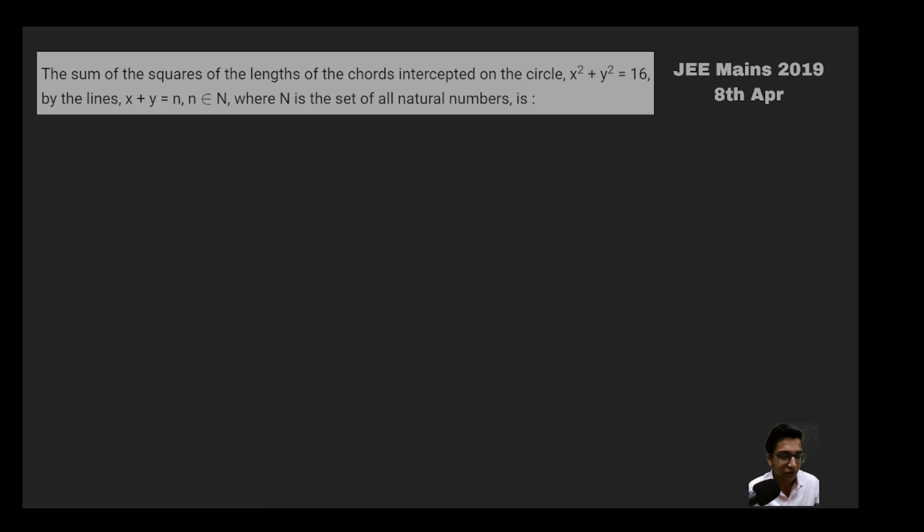Now let us look at this question. The sum of the squares of the lengths of chords intercepted on the circle x square plus y square equals 16 by the lines x plus y equals n, where n belongs to natural numbers, is.